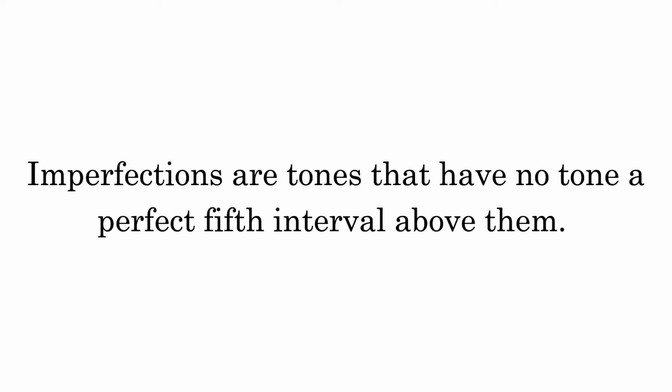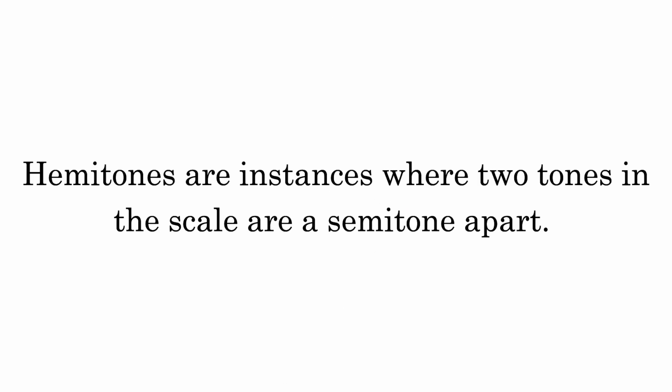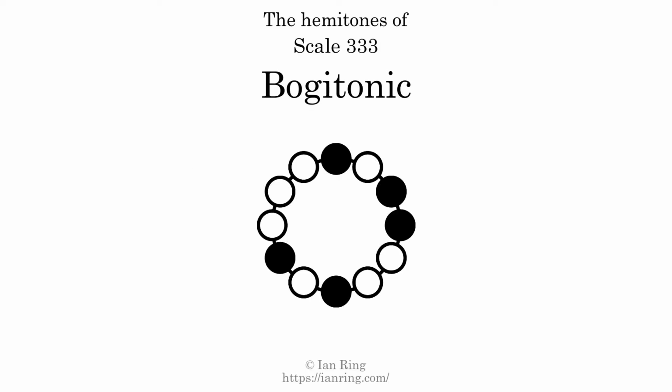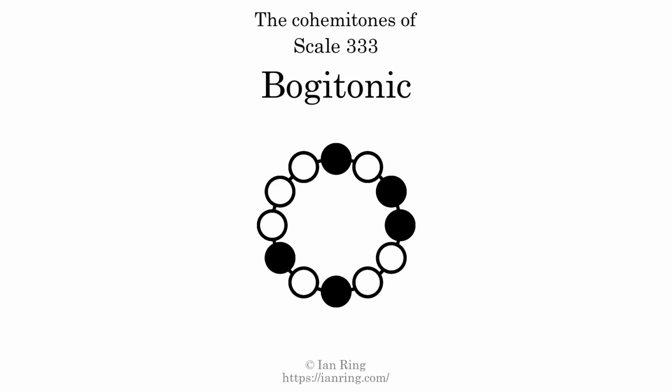Imperfections are tones that have no tone or perfect fifth interval above them. This scale has 4 imperfections. They are at positions here, here, here, and here. Hemitones are instances where 2 tones in the scale are a semitone apart. This scale has 1 hemitone here. Cohemitones are instances where 2 hemitones are beside each other. This scale has no cohemitones.